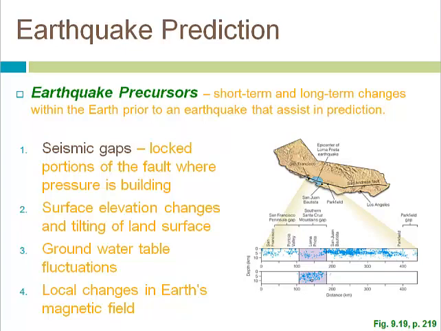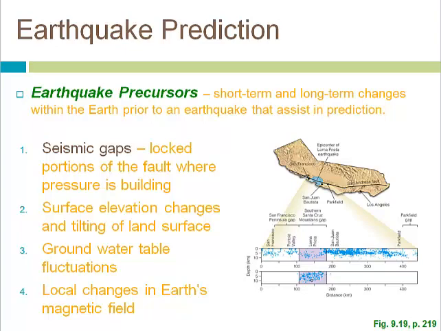So we have things like locked portions of fault where the pressure is building. There'll be changes in the ozone. There'll be changes in the water table. There's all sorts of interesting things that happen when you look at earthquakes. And these are all predictors of rock that's going to be released, because that energy that builds up in the rock as the rock bends changes the magnetic field of the Earth. So it's a pretty big piece of rock. And we monitor these faults and say, well, it looks like we are going to have an earthquake.